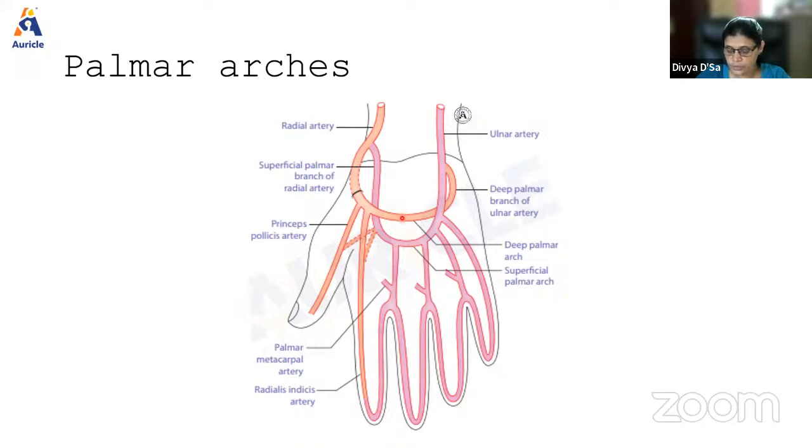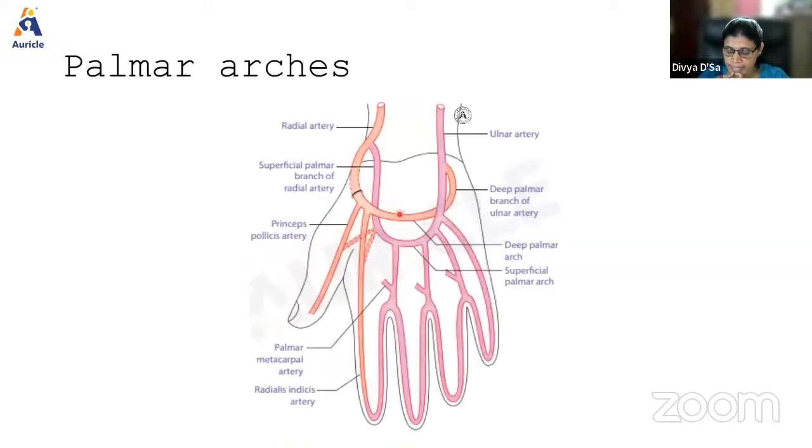So here, relations. The deep relations are the proximal parts of the shaft of the metacarpals and the interosseous muscles. Superficially, the deep palmar arch is between the flexor tendons and the interosseous muscles, whereas the superficial palmar arch is between the palmar aponeurosis and the flexor tendons. The deep arch lies about 1 centimeter proximal to the superficial palmar arch.